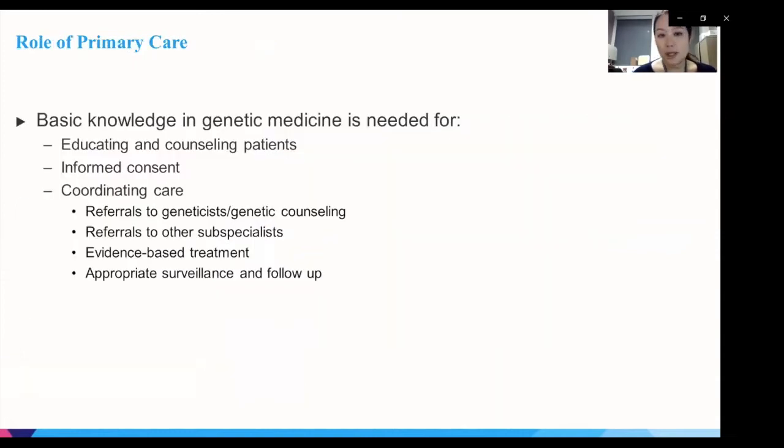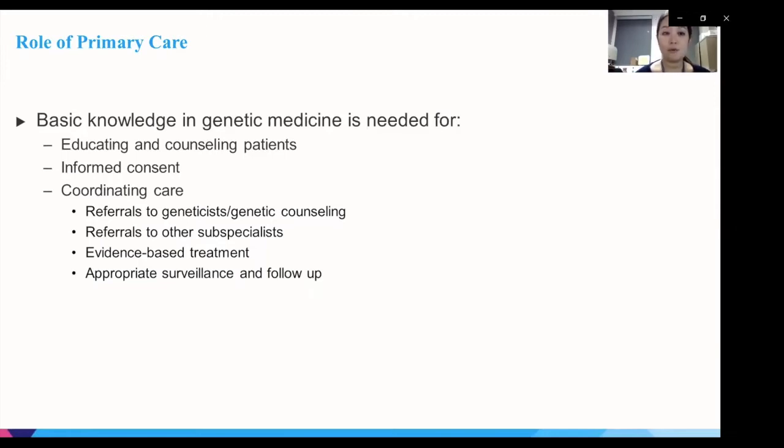So knowledge in genetic medicine is really important for both primary care providers and specialists. You've probably had the experience of a patient during their visit with you talking about a family history that might be really concerning to them, or a personal history, and they ask you, is this something genetic? Is this something that I've inherited from my family members? And so having a basic knowledge helps you as the provider to educate and counsel patients.